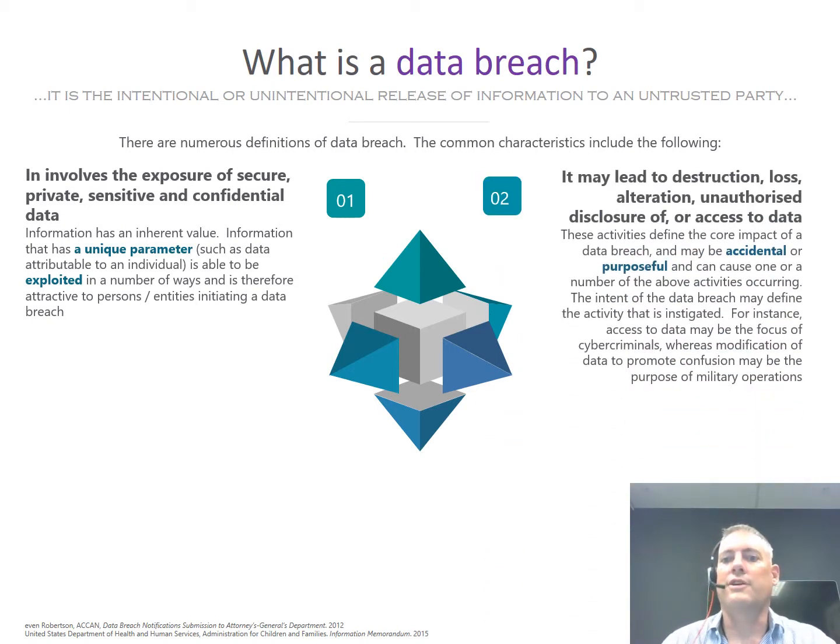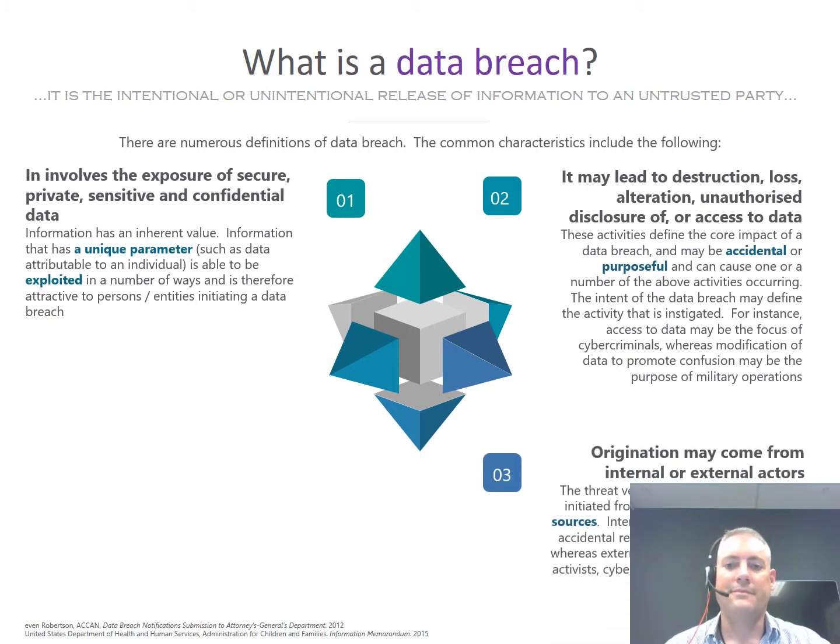Secondly, it may lead to the destruction, loss, alteration, unauthorized disclosure of or access to information. And this can be done accidentally or may be done in a more purposeful manner. Now, data breaches generally will have one or potentially subsequent activities within that list. Thirdly, origination comes from internal or external actors. Internally, an organization may have staff members who release information, or it may come from an external actor such as a hacker or a cyber criminal activist, or on a larger scale, state-sponsored actors.